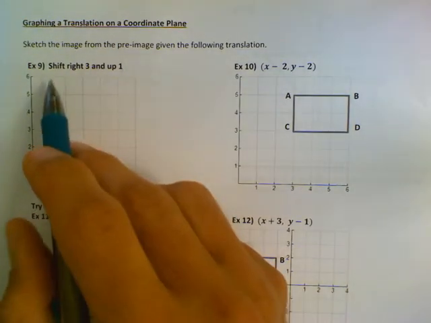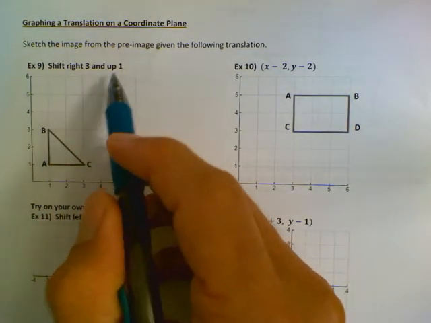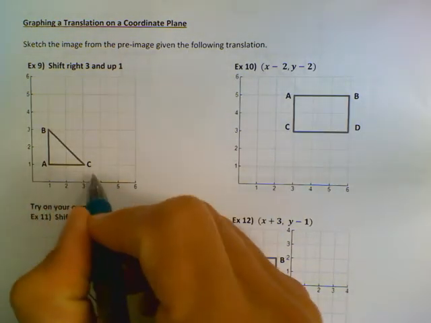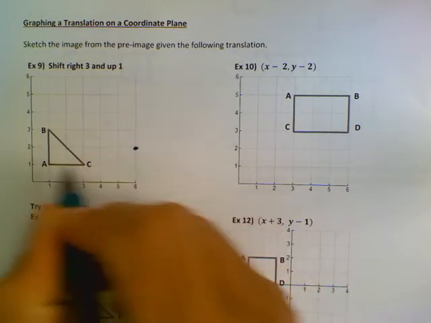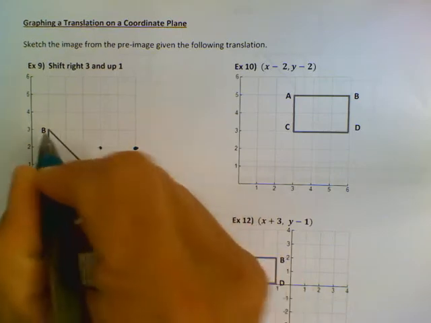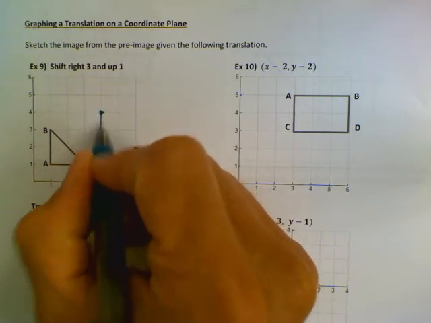So here we go. Example 9. We're going to shift right 3 and up 1. So every single point, right 3 and up 1. Right 3, up 1, right 3, up 1. Connect the dots.